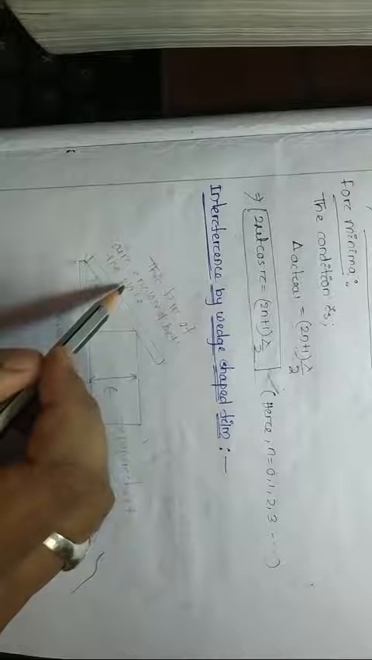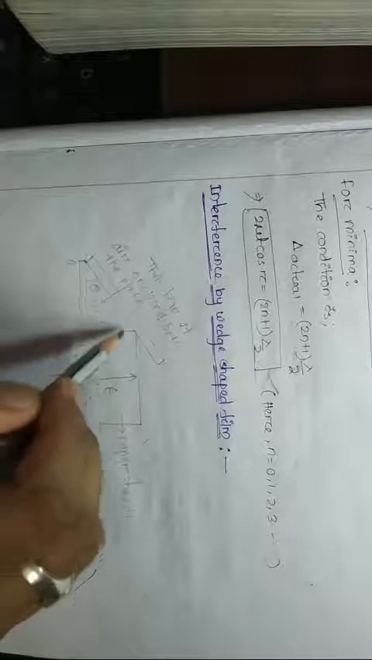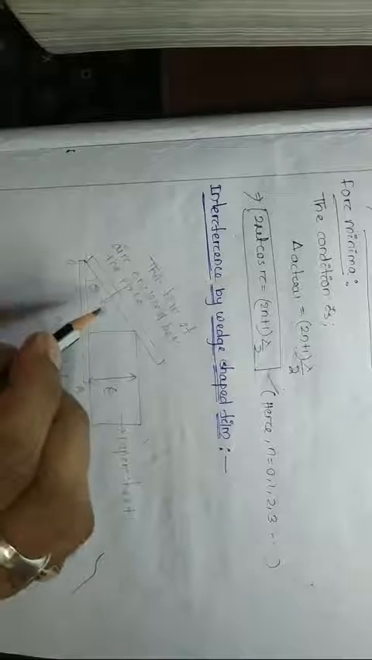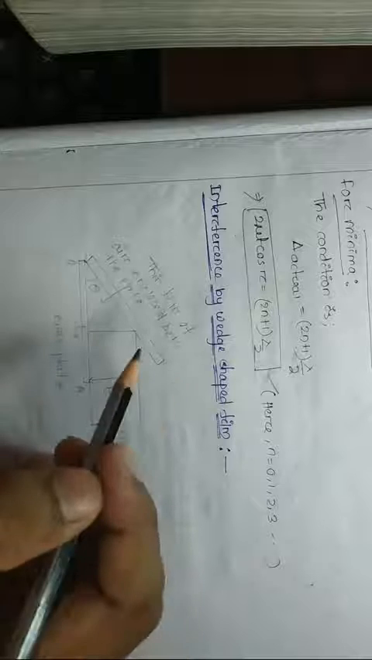So in this arrangement, when a light ray is incident, due to reflections inside this area, the wedge-shaped film, we can find the interference pattern. We are going to discuss it in detail.